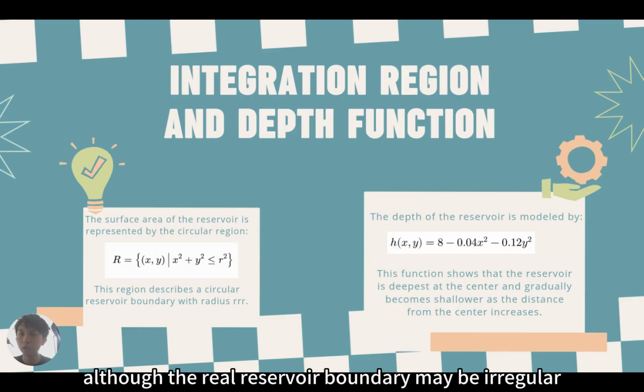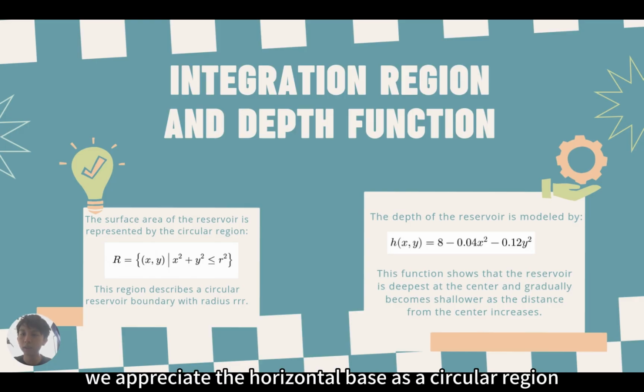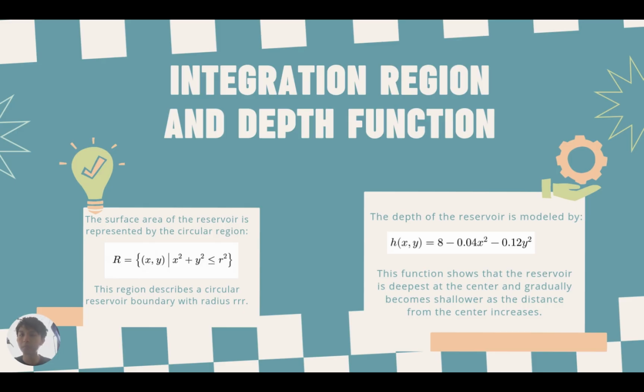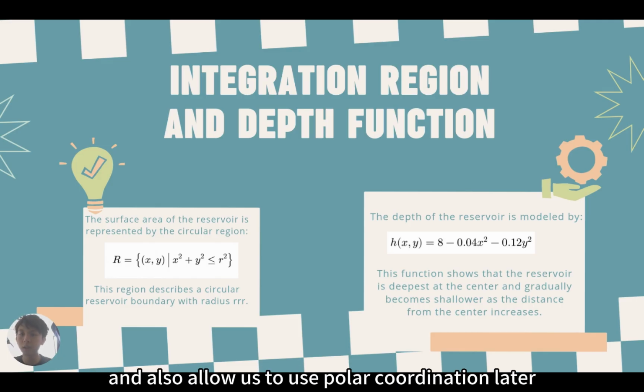Second, although the real reservoir boundary may be irregular, we approximate the horizontal base as a circular region. The circular region is written as the first function. This assumption makes the boundary easy to describe and also allows us to use polar coordinates later.